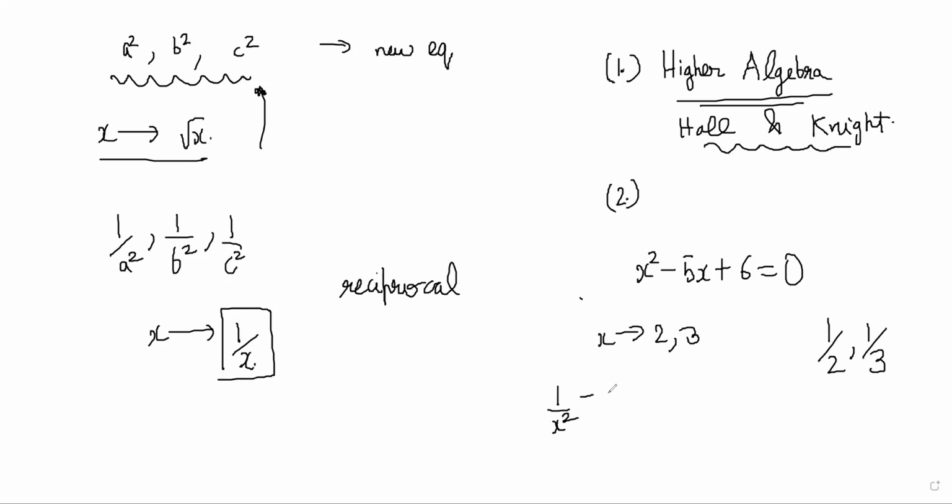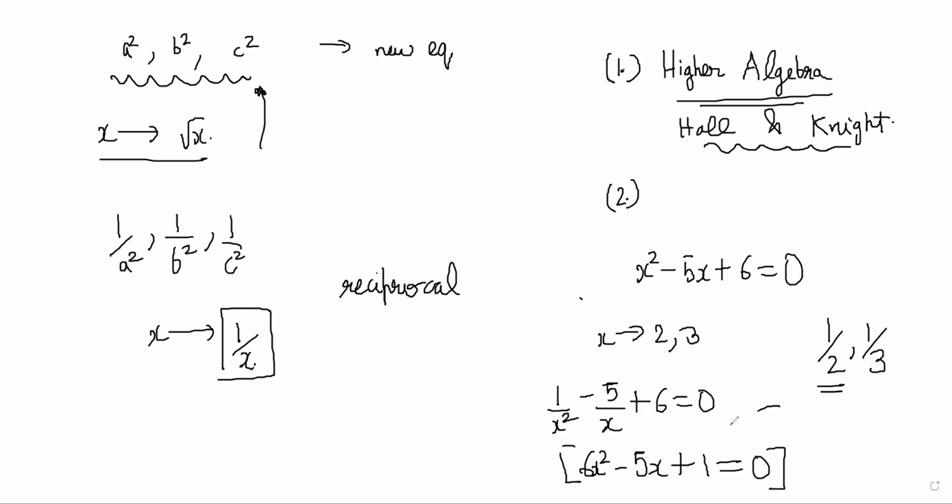So let's try out doing reciprocal. 1 by x square minus 5 by x plus 6 is equal to 0. Then you will multiply by x squared, so it will become this equation. Now check the roots of this equation. It will be 1 by 2 and 1 by 3. Check 1 by 2, it will fit. 6 by 4 minus 5 by 2, so minus 10 by 4 plus 1, so minus 4 by 4 plus 1. So with this reciprocal method, you are doing a second transformation.